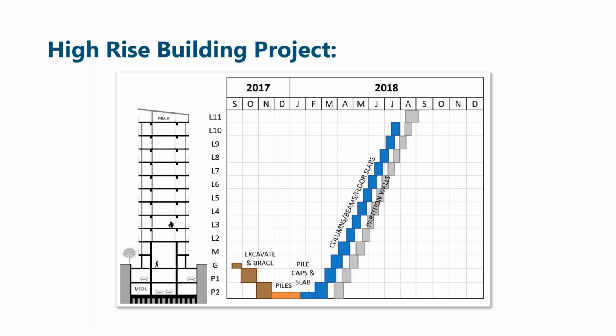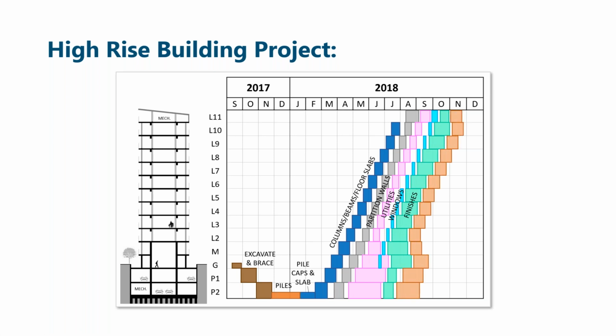Followed behind them is the interior partition walls, utilities, glazing for the windows. That starts at the ground level, right, and goes up from there. Finishes, systems, landscaping at the ground level, and testing and commissioning. So this is an example of a vertical high-rise project.